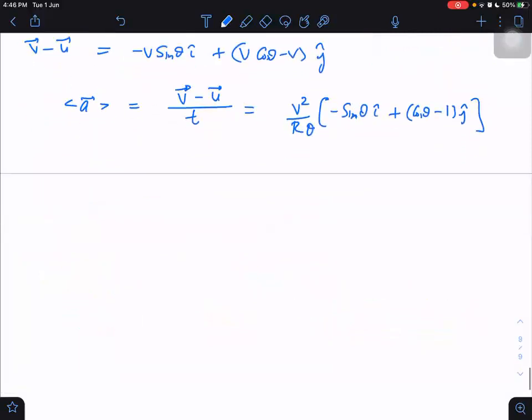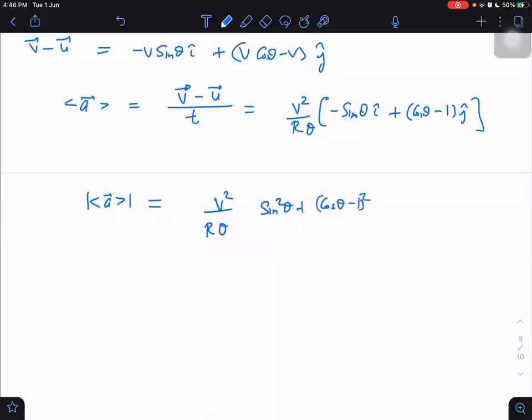Now, what is the magnitude? Mod of average acceleration. That will be v square by r theta into the square root of sine square theta plus (cos theta minus 1) whole square. Then I think it can be written as 1 for sine square theta plus cos square theta, I am writing it as 1. One more 1 will come because of the minus 1 whole square.